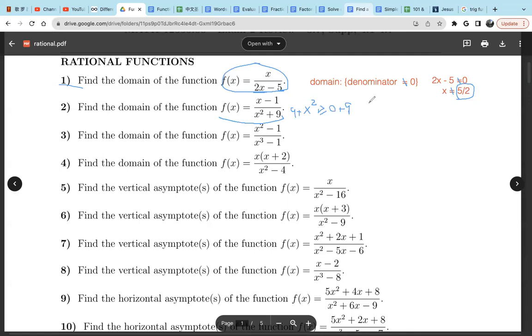How do we indicate that? We say that's from negative infinity up to positive infinity, or we say just all real numbers. Okay, so this rational function, even though it's a rational function, works with all real numbers.